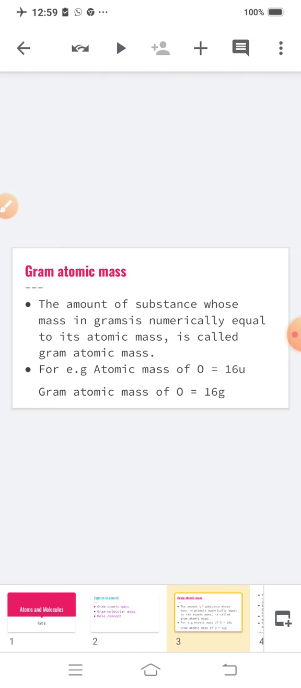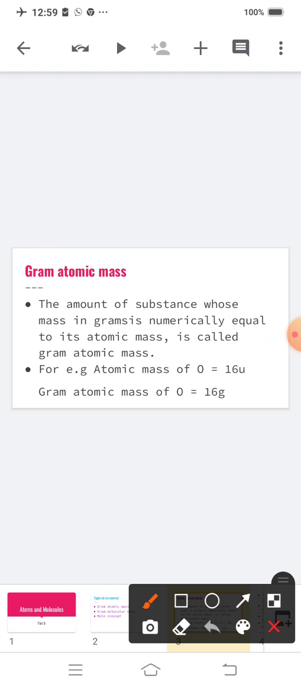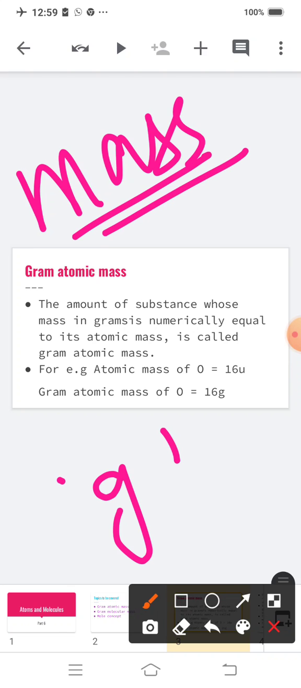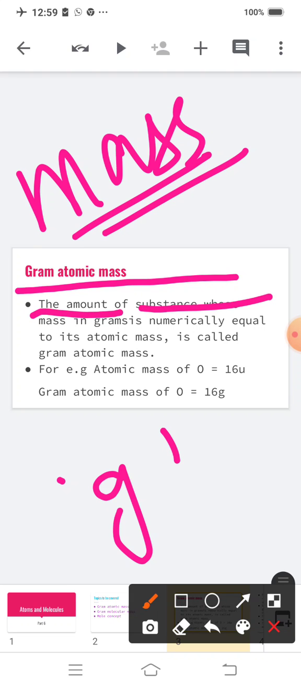See, all of you know that gram is a common unit of mass, and it is represented by small g. Clear? So, what do you mean by gram atomic mass? The amount of substance whose mass in gram is numerically equal to its atomic mass. Clear? Basically, your gram atomic mass is equal to your atomic mass.